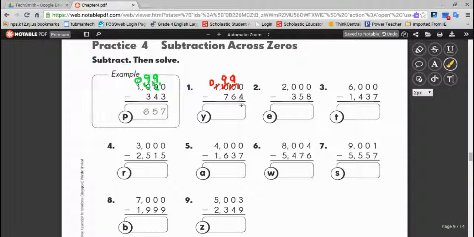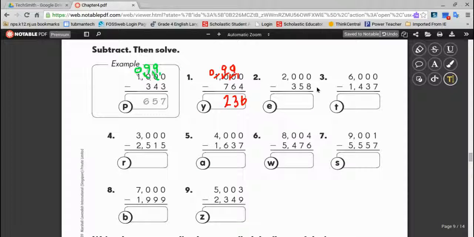10 minus 4 is 6. 9 minus 6 is 3. 9 minus 7, well, that'll be 2, and then that 0 goes straight down. So my final answer is 236. Now, we don't really need the 0 if you don't want to write the 0, so I can actually get rid of this 0. So my final answer is 236.